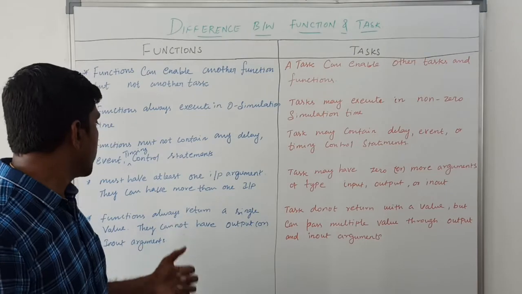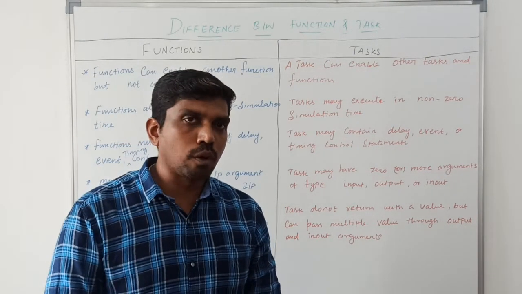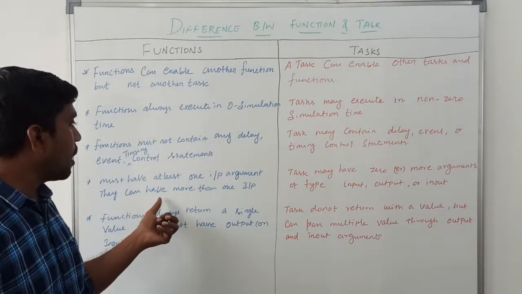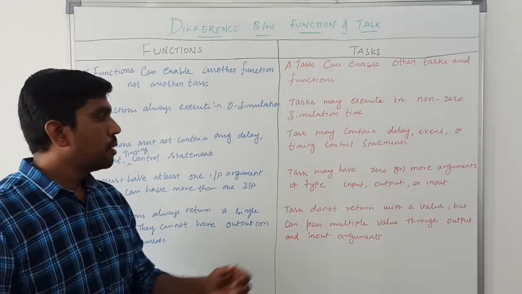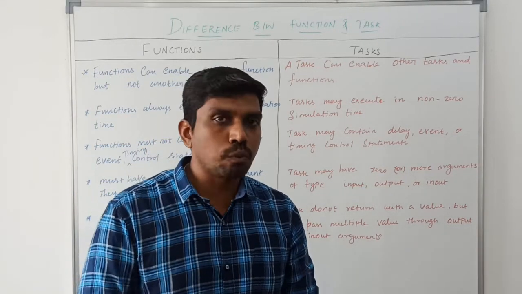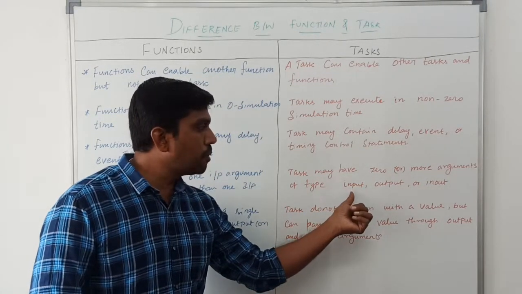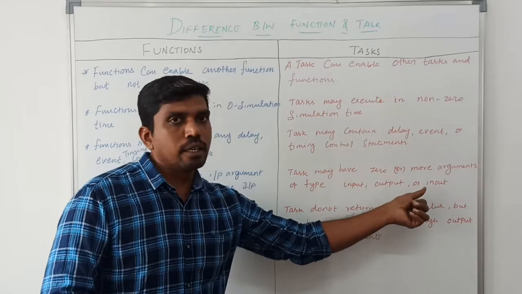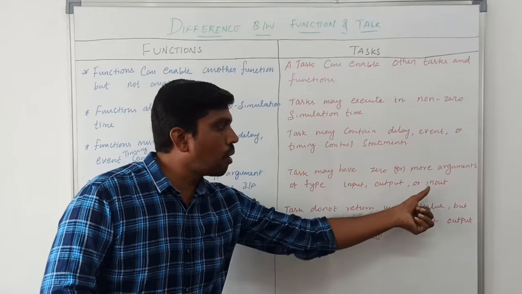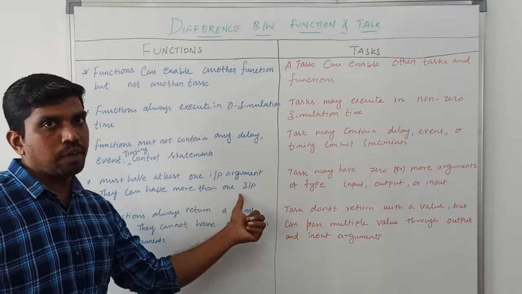The fourth difference is that a function must have at least one input argument. They can have more than one input. But a task may have zero or more input arguments. For a task, the type of argument is input, output, or inout. But for functions, the arguments are only input values.